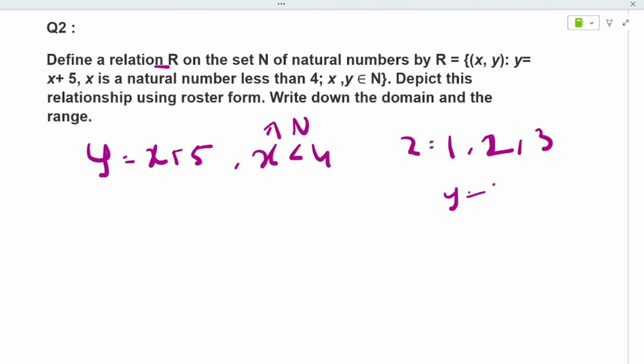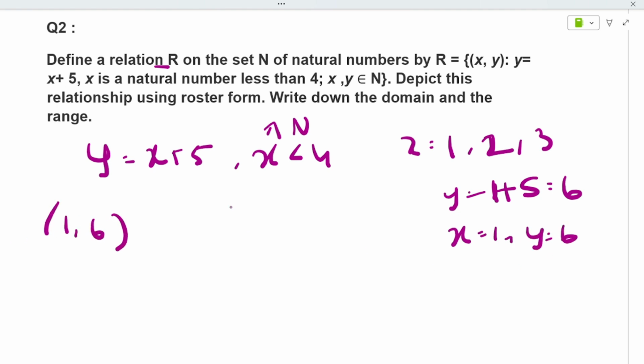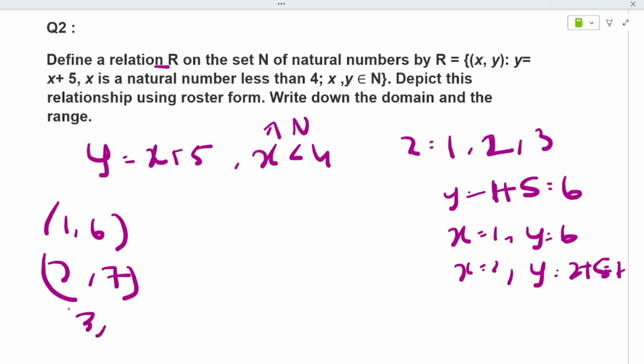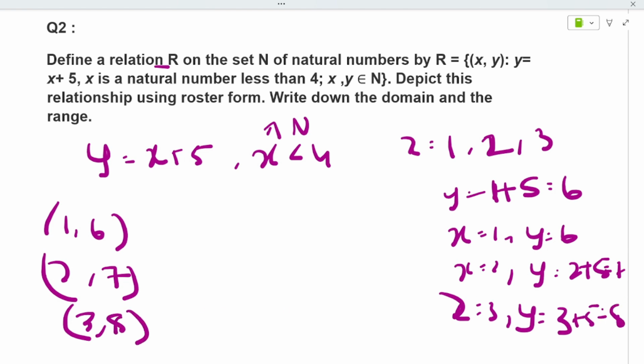y is equal to 1 plus 5, which will be equal to 6, when x is equal to 1, so y is equal to 6, so the pair will be 1 comma 6. In the same way, x is equal to 2 means y will be equal to 2 plus 5, that will be 7, so 2 comma 7. Next, if you take x is equal to 3, y will be equal to 3 plus 5, that will be equal to 8. This is how you got the relation: 1, 6; 2, 7; and 3, 8.